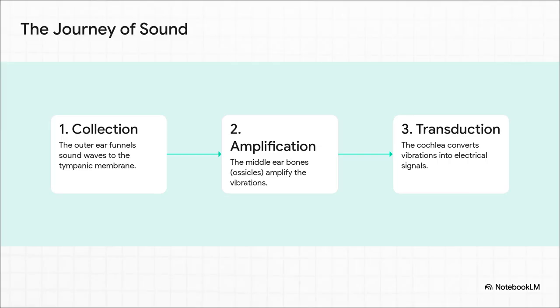So let's break that journey down into 3 simple steps. First, you've got collection. The outer ear funnels the sound in. Second, amplification. Those tiny middle ear bones act like a lever system to boost the force of the vibrations. And third, transduction. Deep inside the cochlea, specialized hair cells bend with the vibration, and that movement opens ion channels, converting it all into the electrical language of the nervous system. Collection, amplification, transduction. Got it?